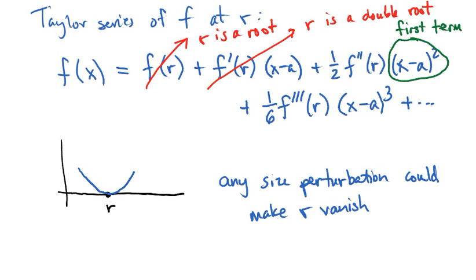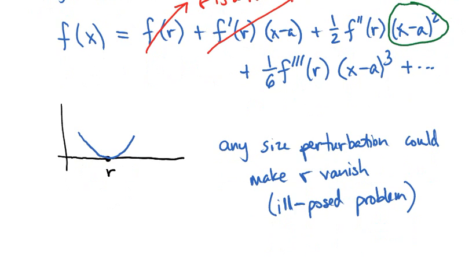And so this would be the ultimate in what we call an ill-posed problem. It's something that you can't necessarily expect to answer accurately using a computer with floating point arithmetic, because any kind of perturbation whatsoever can completely change the character of the solution.